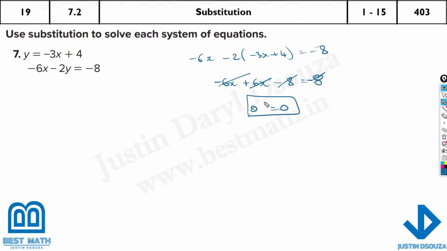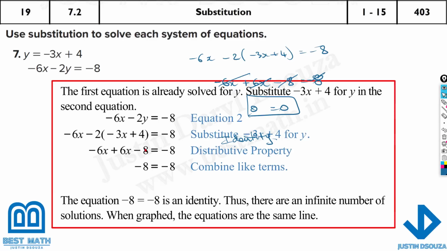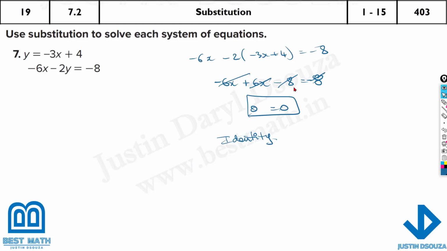This is an identity. Why? Because both the sides are equal, isn't it? This is an identity. Whenever you get such thing, there is no way you can solve this. You can just now here they have written minus 8, but see this becomes 0. It will be minus 8 is equal to minus 8. If you take minus 8 to the other side, it will be 0 equals 0.